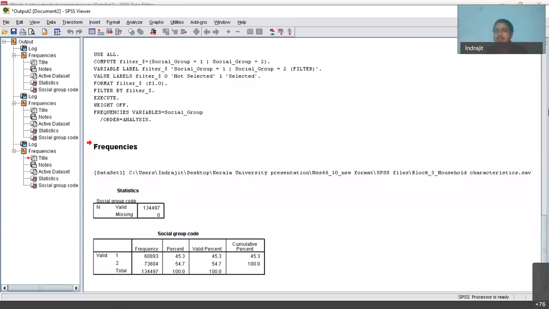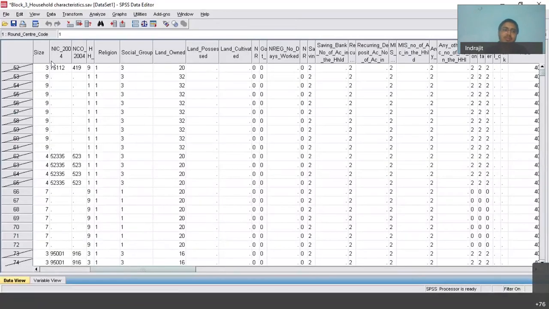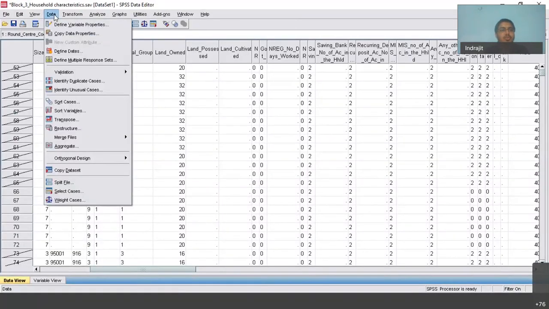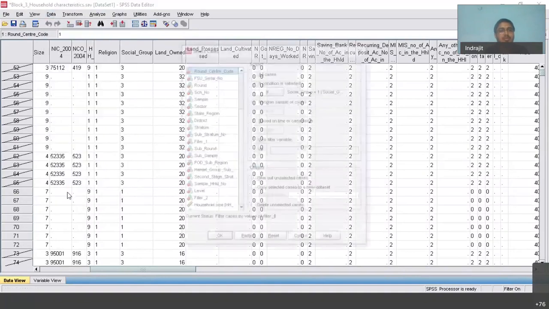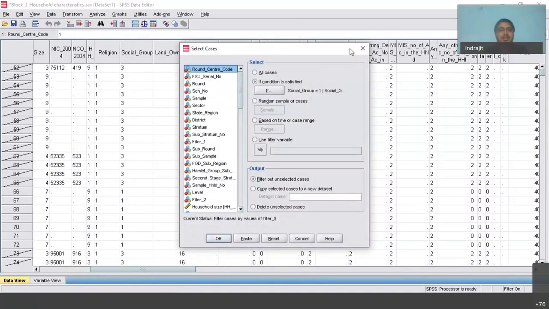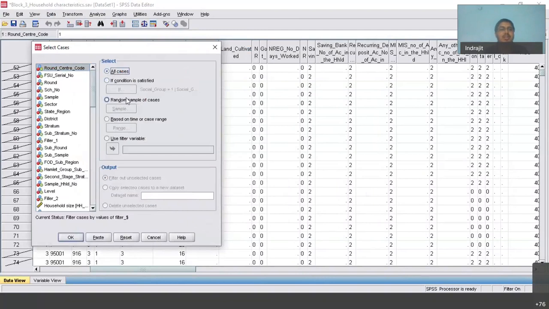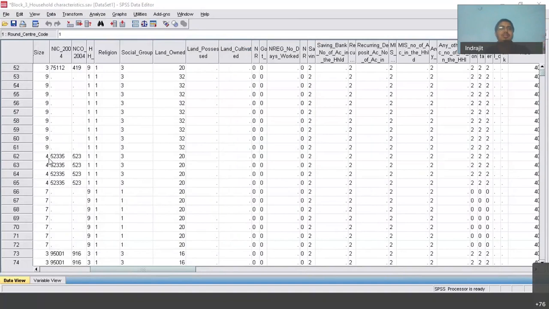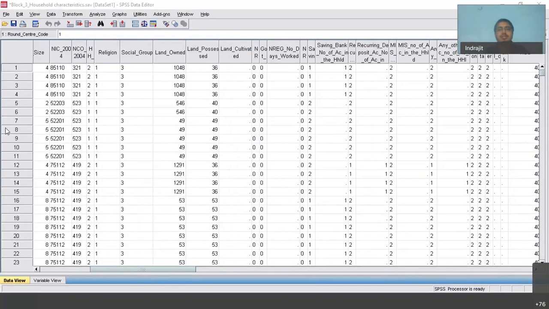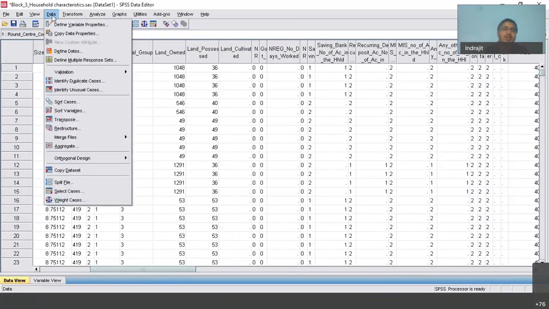My last exercise I am going to show you is recoding of the variable. For example, once you have selected, now I want to have the entire data file. So here I am selecting All cases. Again, I am now removing the selection. So now you see the strikes have all gone. So I have the entire data set.